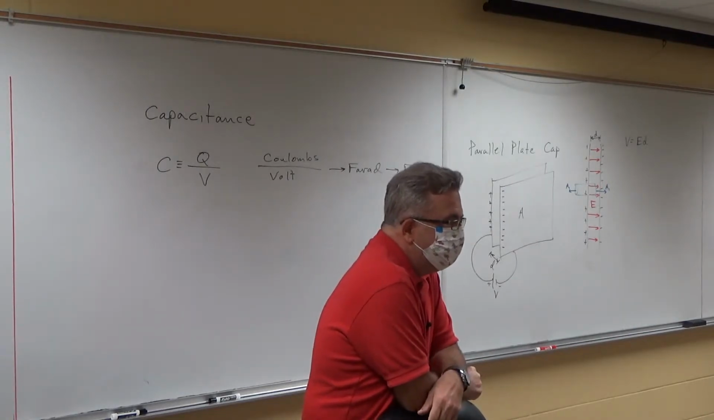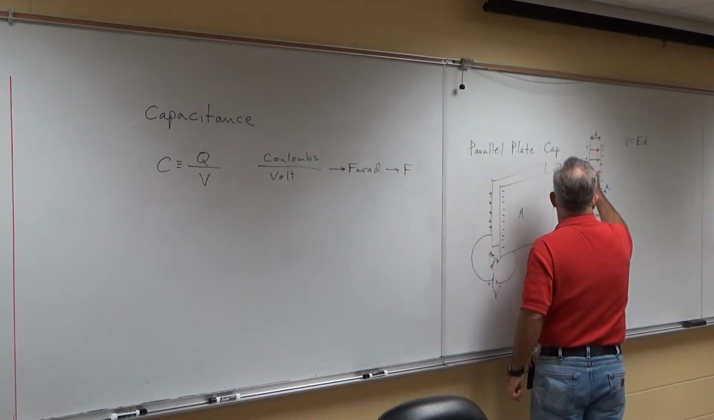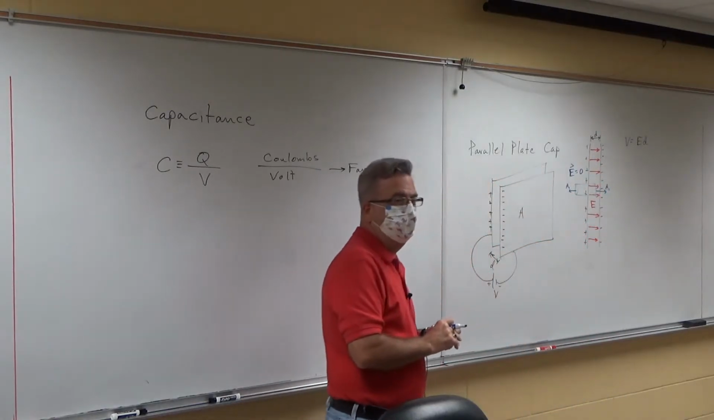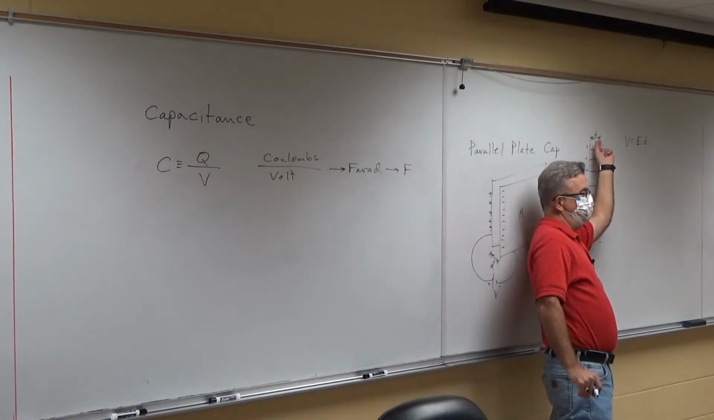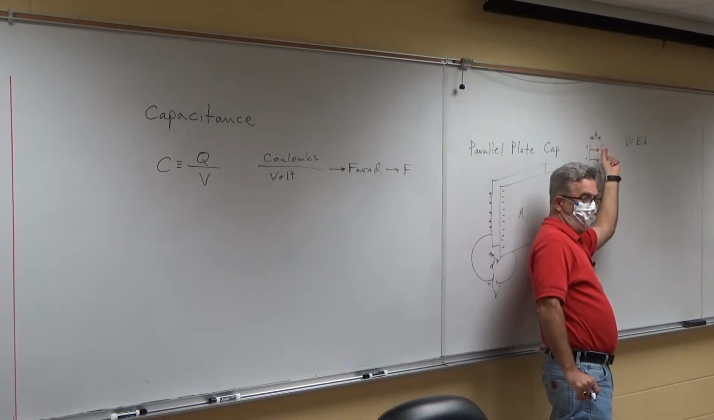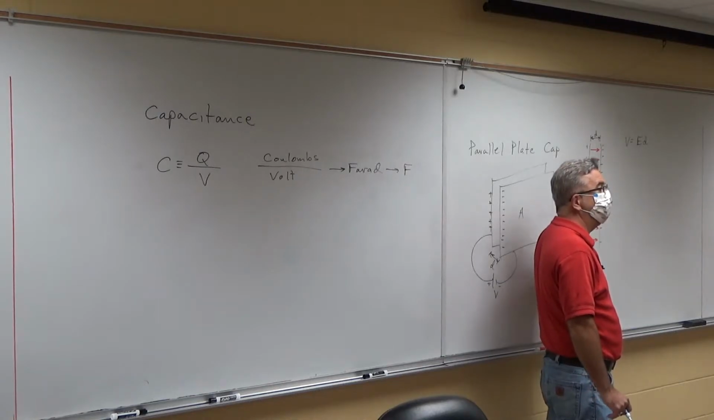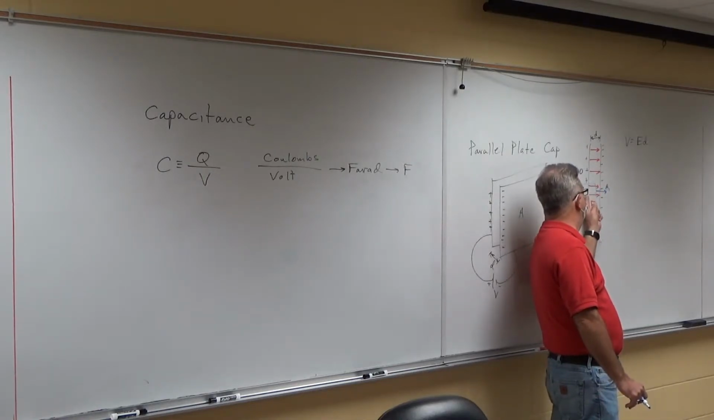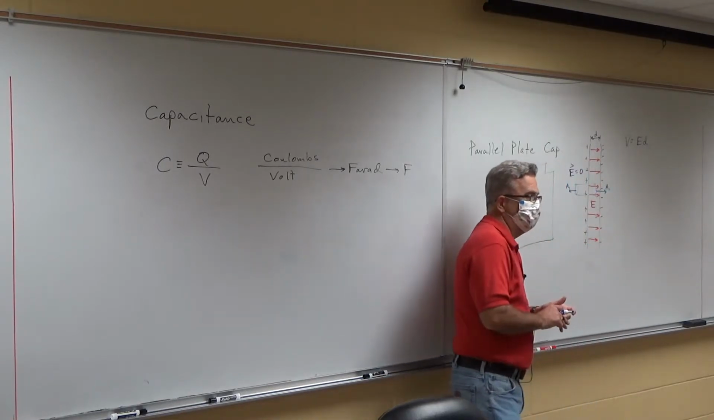Here's the setup, my logic. I claim that out here, E is equal to 0. Reason: this separation distance D is very, very small, and I can be as far away as I want to with my Gaussian cylinder here. Okay? So you get an electric field this way from the positive plate, and an electric field this way from the negative plate, and they cancel one another out there.